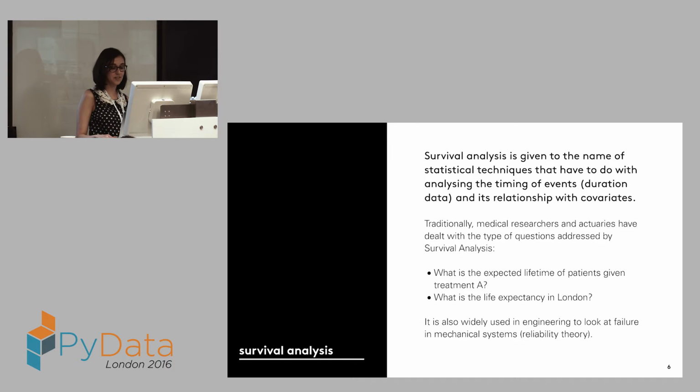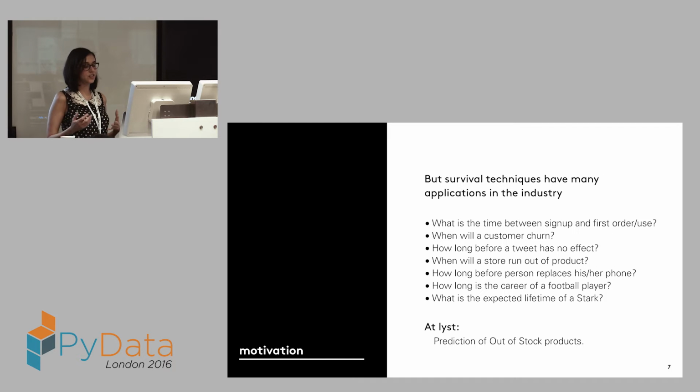Survival analysis is the name given to statistical techniques that have to do with analyzing the timing of events, namely duration data and its relationship with covariates. Now, traditionally, this has been the realm of medical researchers and actuaries, so lots of insurers, they have to be able to estimate how long people are going to live, how long before they have an accident, how long before they get sick. So typical questions are, what is the expected lifetime of patients given treatment A? What is life expectancy in London?